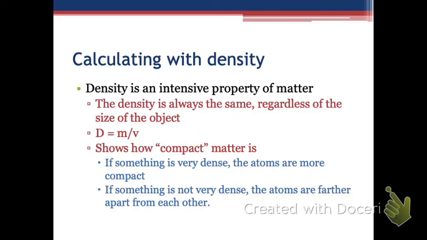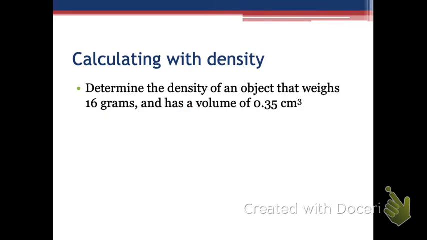If we have really dense matter, that just essentially means that our matter is really close together, right? It has a lot of mass in a very little area or little space. And if it's not very dense, that means our atoms typically are farther apart from one another. So they've got a little bit more space to spread out. Let's practice here with density.